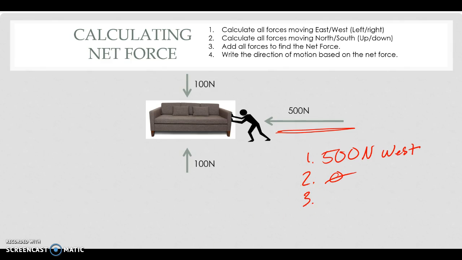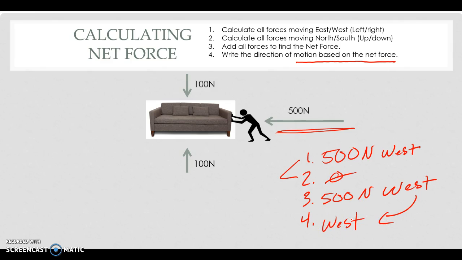The third thing I do is I add all of these together for 1 and 2 to get my net force. I end up with 500 newtons west. And that is going to help me determine the motion of the object. So the motion based on the net force is going to be west, because we have an unbalanced force pushing the object to the west. So the guy is going to move the couch to the left or to the west.